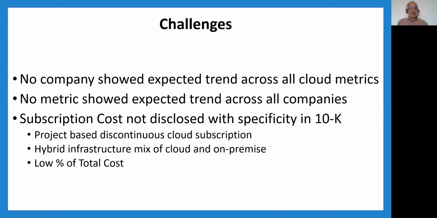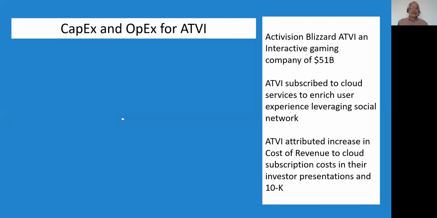Companies use hybrid infrastructure, which is a mix of cloud as well as on-premise. Also, the cost of subscription was a low percentage of the total cost. So when companies transition to the cloud, the operational expenditure increases and the capital expenditure tends to remain stagnant.